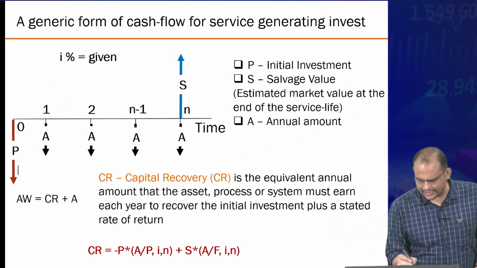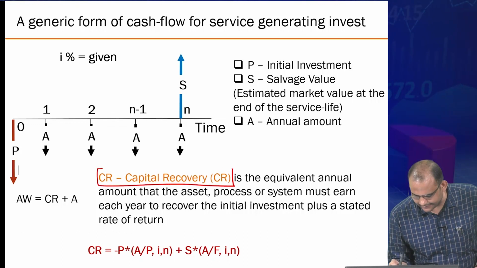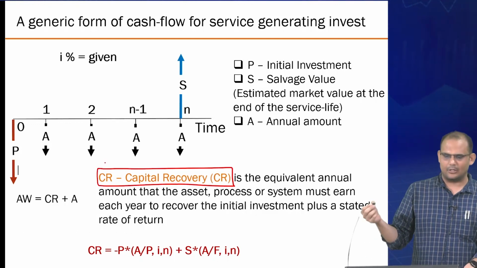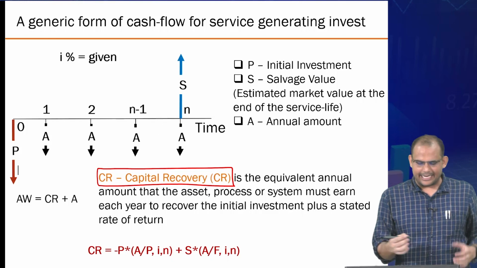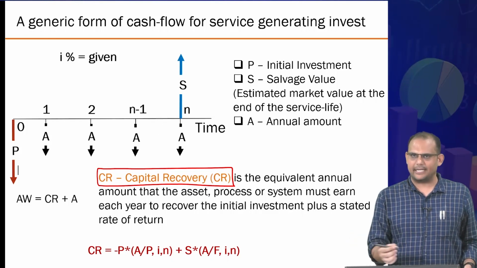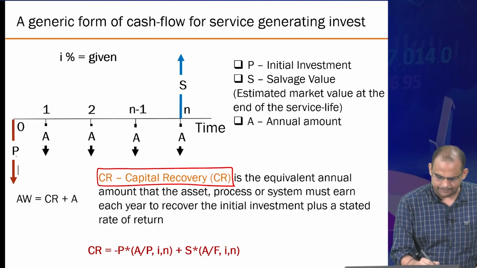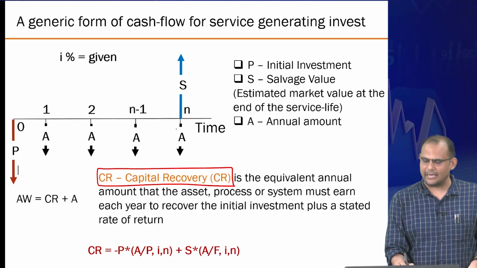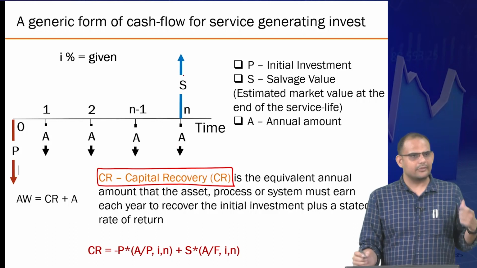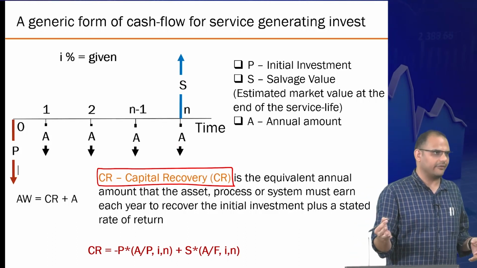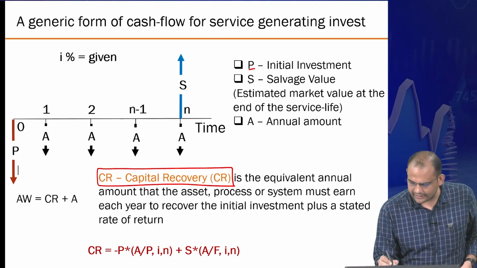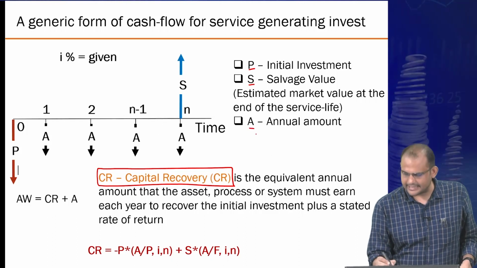So this again, I'm introducing this factor today here, but essentially we'll be using this a lot more in the later parts. But a generic form of representing this kind of an annual series is typically in this format. There is a P value, there is some amount of A value, and then there is an S value, which is the salvage value you get at the end of the investment, right? So P is the initial investment, S is the salvage value, and A is the annual amount.